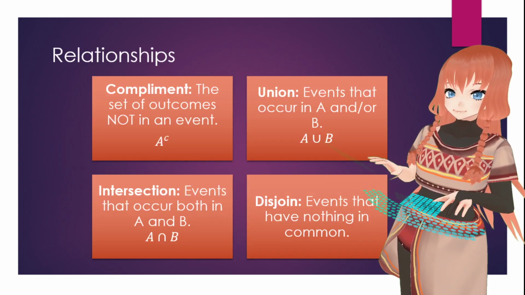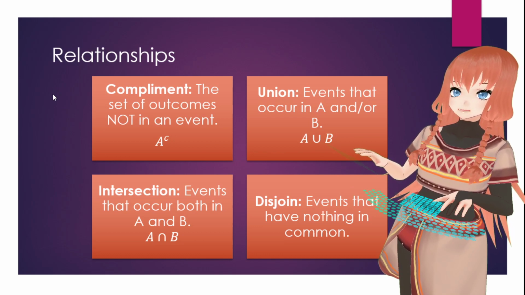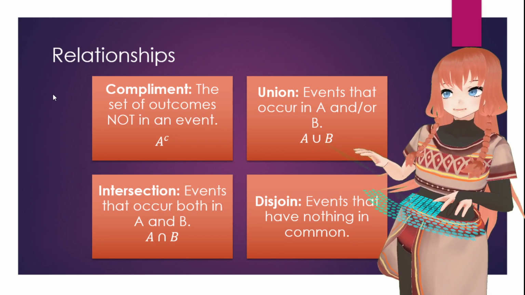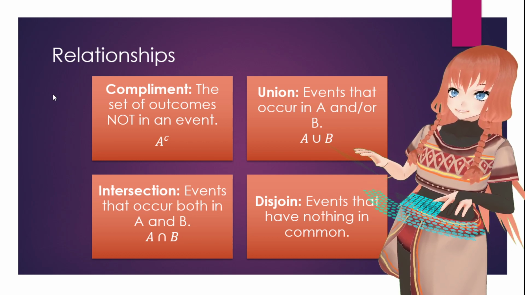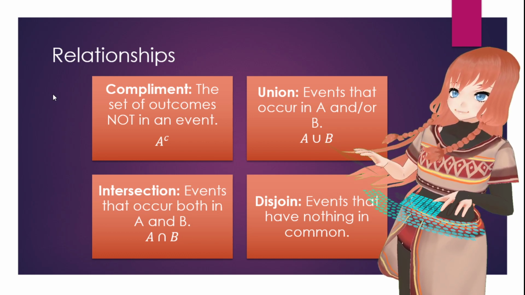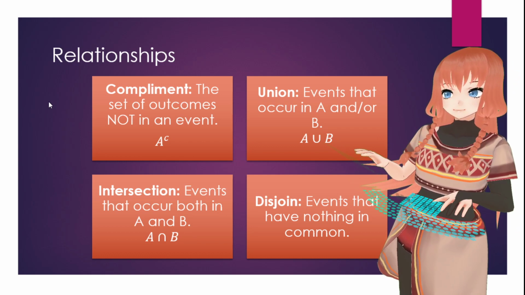Let's have a look at some relationships and some more terminology we're going to need before we go on. The complement is the set of outcomes not in an event. So if we have some event A, the complement of A is written as A subscript C.